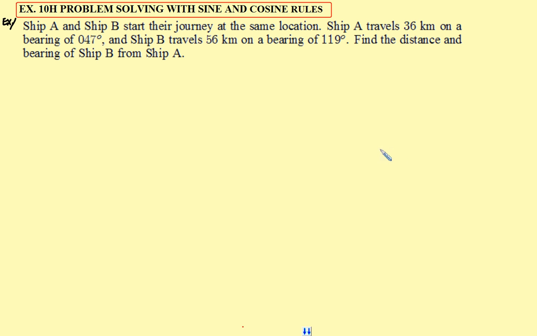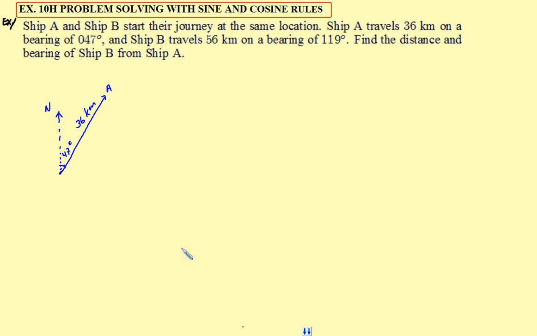So the first thing we definitely want to do is draw out the problem. With respect to north, since we're starting at the same place, here is our north line. Ship A is going to move 47 degrees, for 36 kilometers, and that's where our ship A is going to be, at 47 degrees.